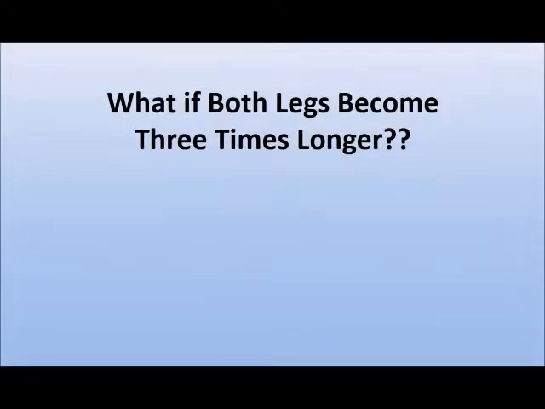So, what happens if both legs become 3 times longer? Hopefully you can see without further convincing that the hypotenuse must also become 3 times longer. So, in general, if we multiply both legs of a right triangle by the same factor, the basic shape stays the same and the hypotenuse must also grow or shrink by the same factor.